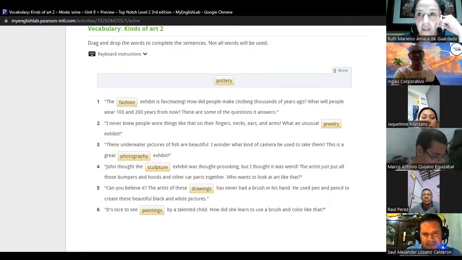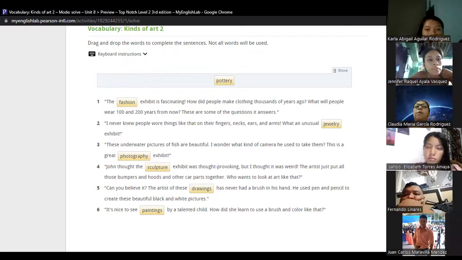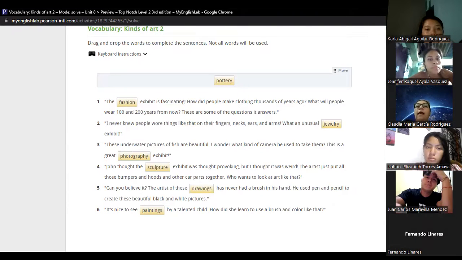Can you believe it? The artist of these drawings has never had a brush in his hand. He used pen and pencil to create these beautiful black and white pictures. Thank you. You need to speak a little bit louder, but it was cool. Carla Abigail, number six. It's nice to see paintings by a talented child. How did she learn to use a brush and color like that? Thank you. Now, Jennifer Raquel, number one, the fashion.